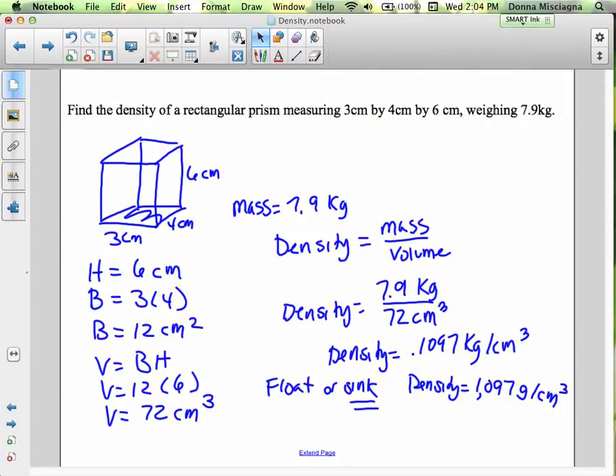Definitely going to sink. I don't know what this is made out of, but that's a pretty hefty amount of weight there.